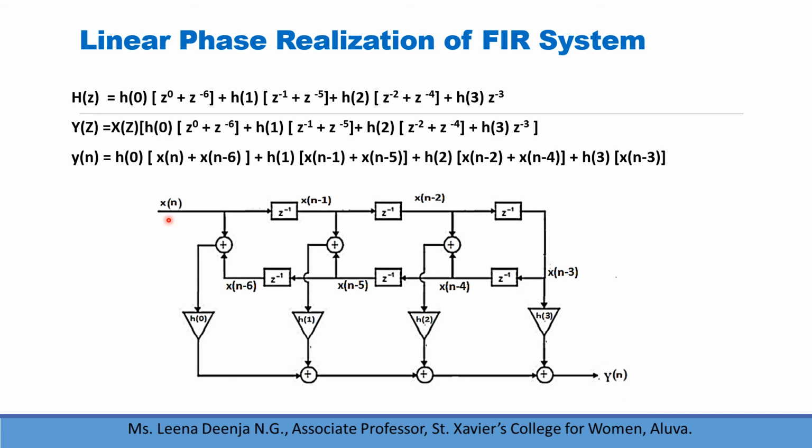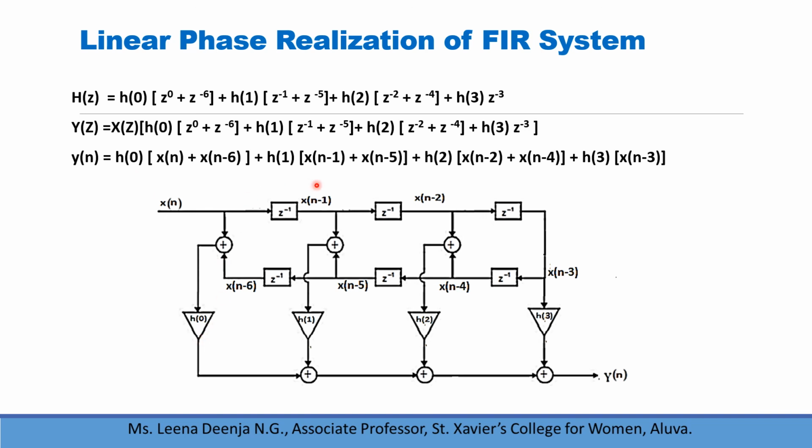First we want to find out the previous inputs. For this we take the inverse z transform. Then it will be x(n minus 1). Again taking the inverse z transform, it is x(n minus 2). Again it is x(n minus 3). We continue this till we get our x(n minus 6). Then for getting the first term, here it is x(n) plus x(n minus 6). So we add x(n) and x(n minus 6) together. Then we multiply it with h(0).